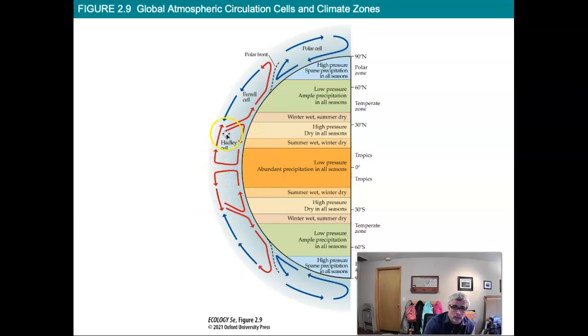And so we have our Hadley cells. Moving further north or south is a Ferrel cell and then a polar cell. So HFP: Hadley, Ferrel, and polar cells. Polar cells are easy to remember because they're at the poles. For Hadley, I thought there was a good mnemonic for that. And then Ferrel above that, these kind of wider cells.